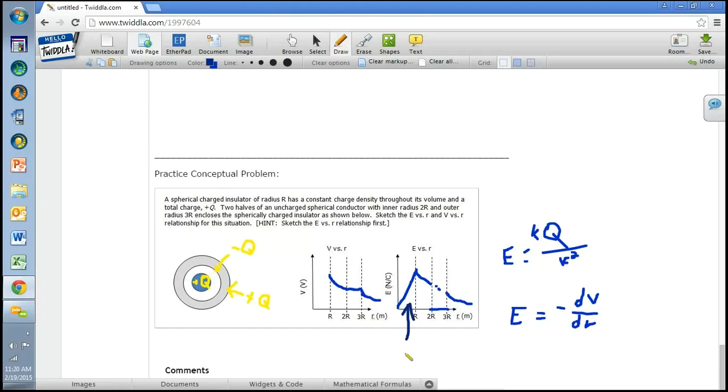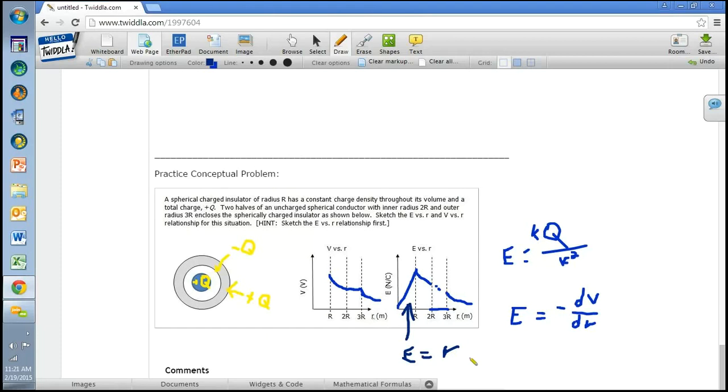That's really E as some function of R, right? So think about what you would have to have over here so that when you find the slope of it, or the negative slope of it, you get R. And that would be quadratic, right?